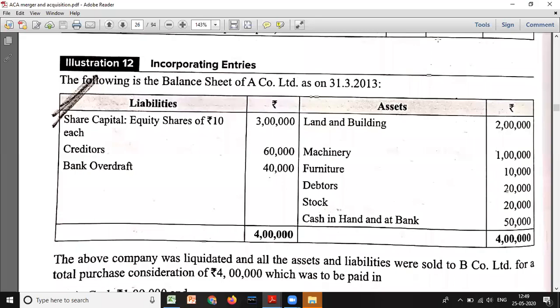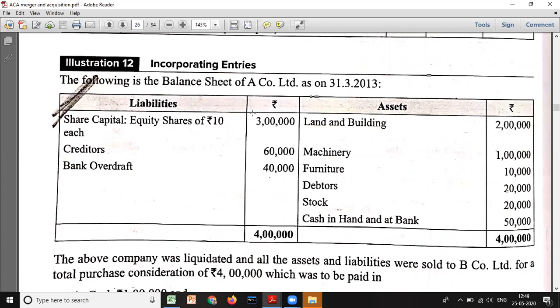Hello everyone. So in this video we will discuss a 2018 question paper which has been asked for 6 marks. The following is the balance sheet of A Company Limited as on 31st March 2013. Liabilities rupees, assets rupees. So share capital, equity shares of rupees 10 each, 3 lakh.